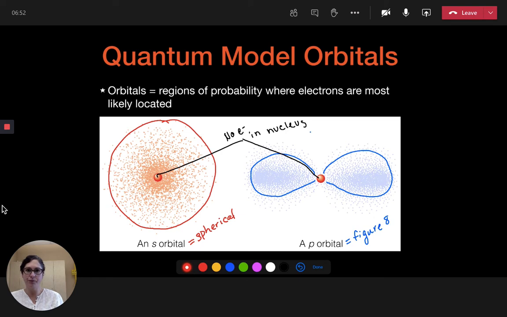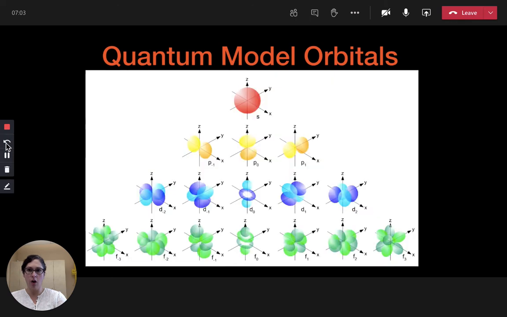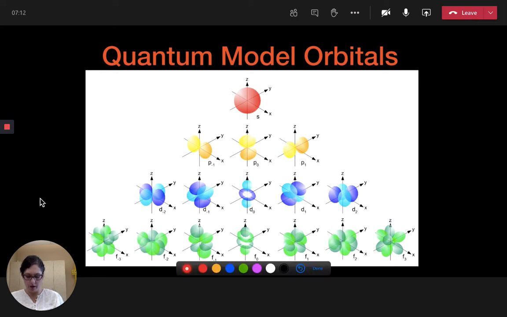And so we're most likely to find these electrons in those regions, and there's a whole structure for how that can happen. So the next slide that you're going to see actually shows all of these different orbitals. Okay, and so we see at the top we have the s orbital that's spherical. So there's our s orbital again.